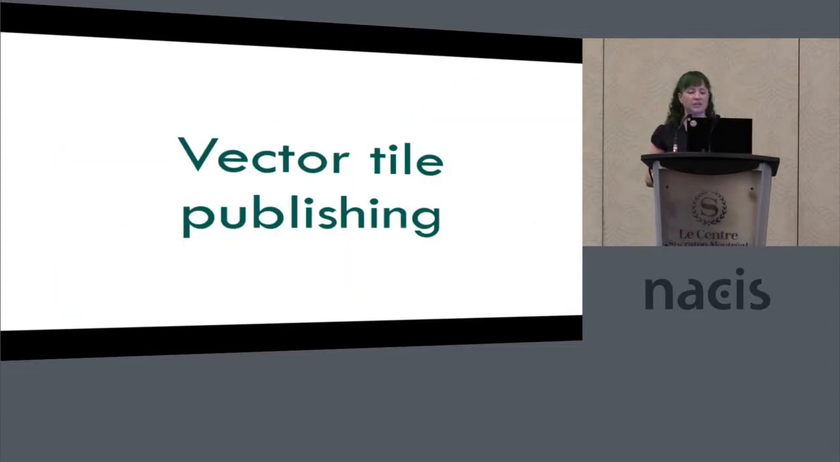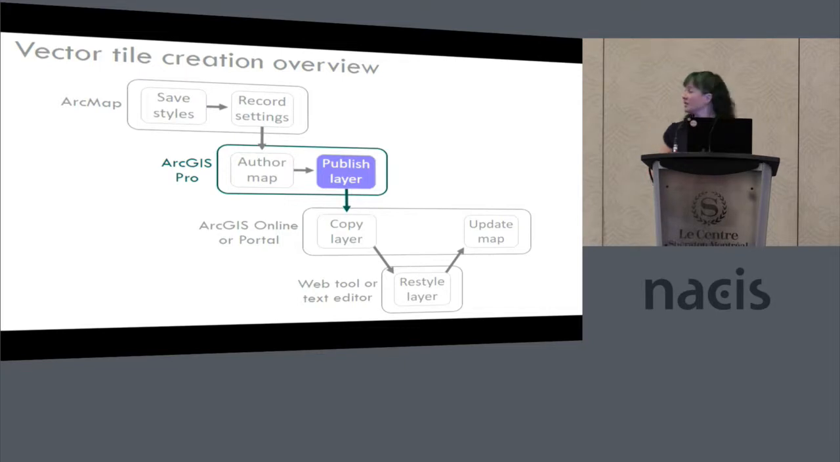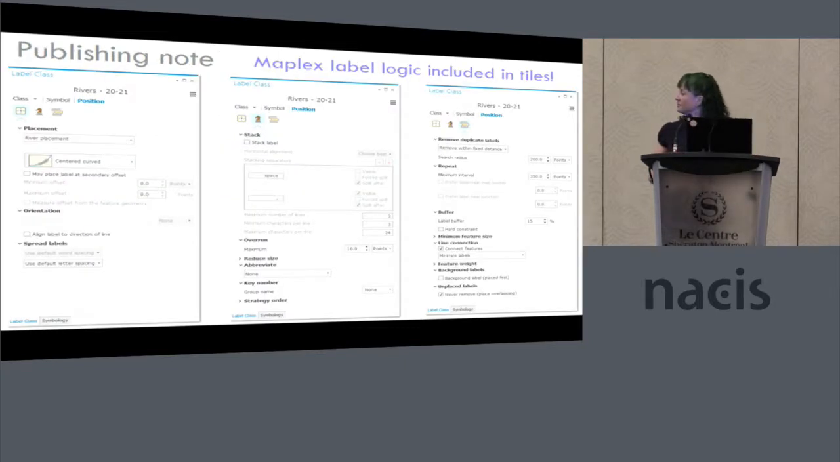Okay, let's talk about the publishing process. Here we are. One quick note is that all the wonderful Mapbox label logic is included when making the vector tiles. It creates where the labels will be, and it uses those settings. So go ahead and use those. There are a few that don't work. I'll cover that later.